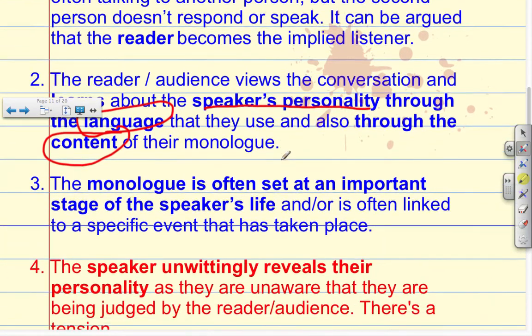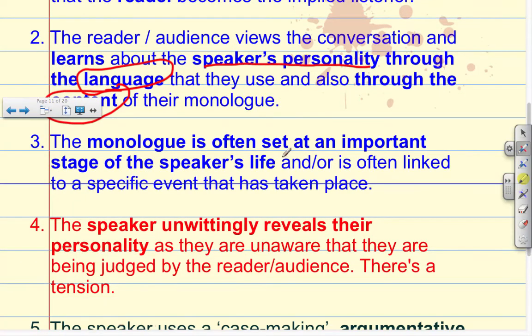Point number 3. The monologue is often set at an important part of the speaker's life, or, more importantly, it's near a specific event. So it depends. Some of the more archetypal monologues will have this important stage in the speaker's life, but some will just be based around an event. Some won't be around a specific event at all. So this is not always the case with dramatic monologues.